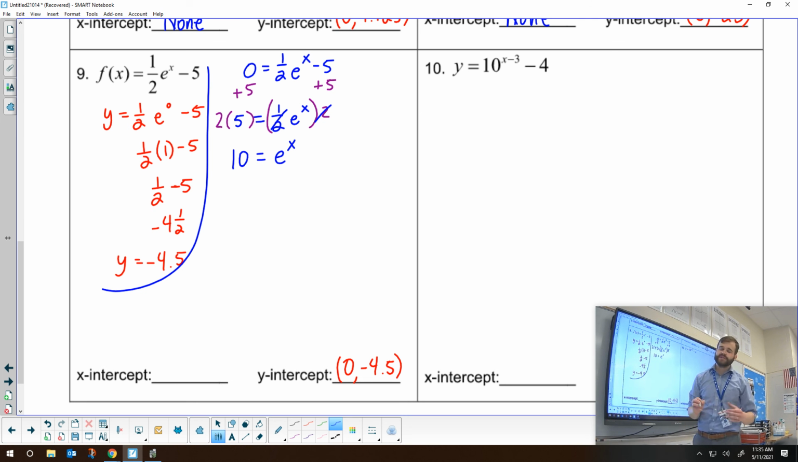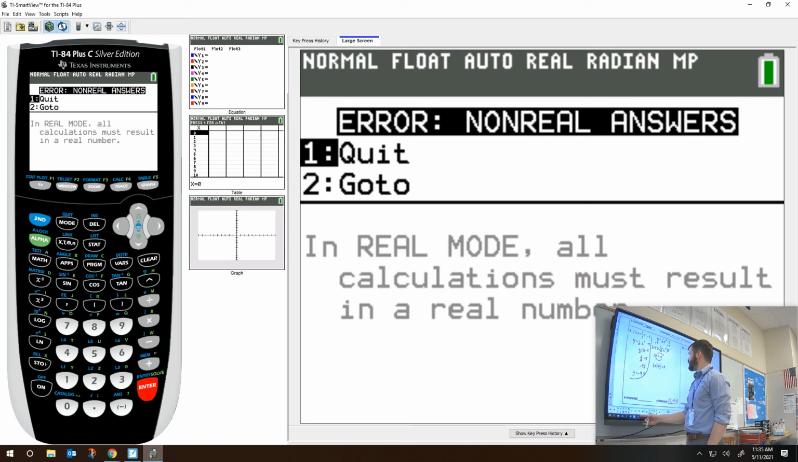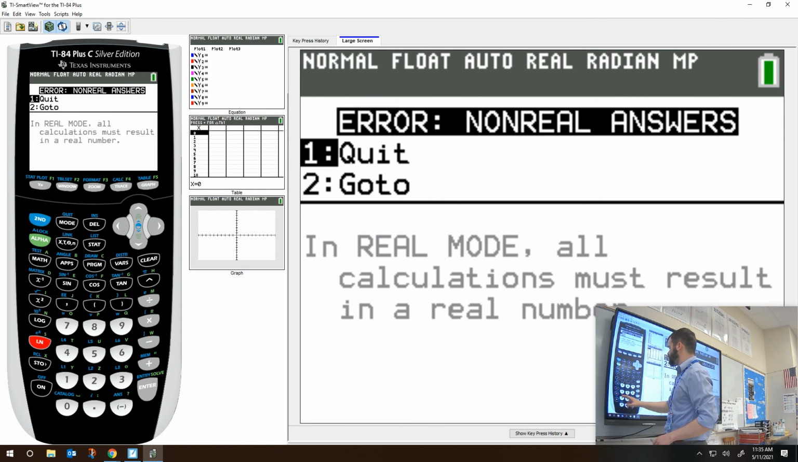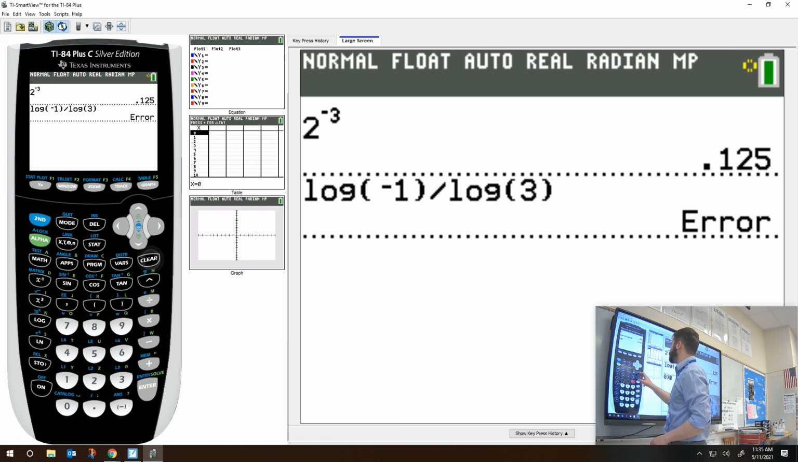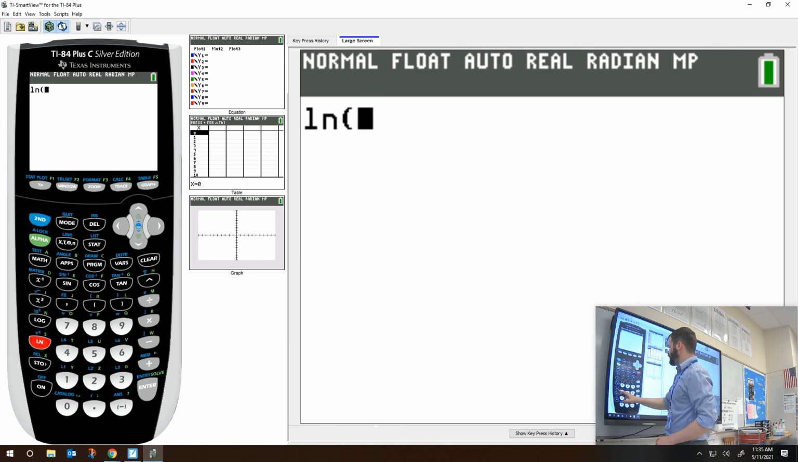Now we can rewrite this as a logarithm, but remember, a logarithm with a base of e is natural log. So we're going to go natural log of 10 equals x. So it's going to be natural log of 10 equals x, and I can plug that into my calculator. A little too easy, just natural log of 10, oops, clear, clear, clear. Natural log of 10, don't freeze on me, don't do that.